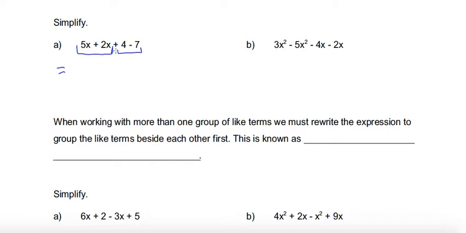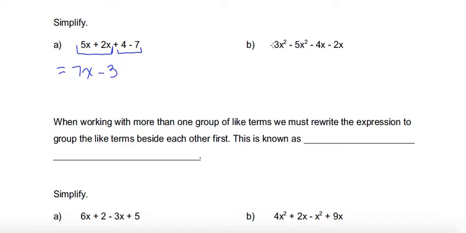So 5x plus 2x, 5 plus 2 is 7, so I have 7x. 4 take away 7 is minus 3. So this expression simplifies to 7x minus 3.